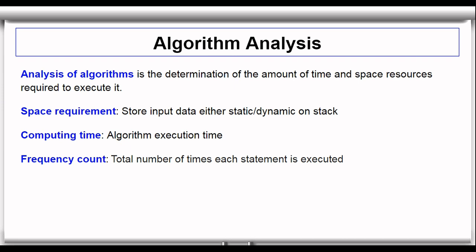Algorithm analysis. What is meant by algorithm analysis? Here you are trying to calculate the time and space requirement of your algorithm without executing your program. Analysis means the determination of the amount of time and space resources required to execute it. And what is meant by space requirement? Space requirement means how much space you require to store your input data on a stack, either static data or dynamic data.